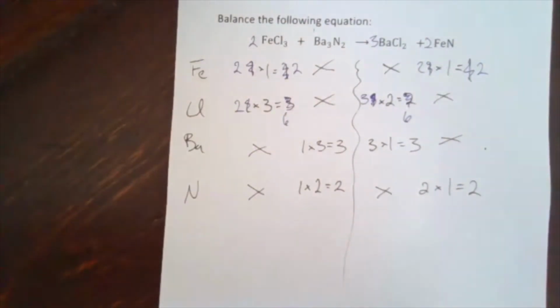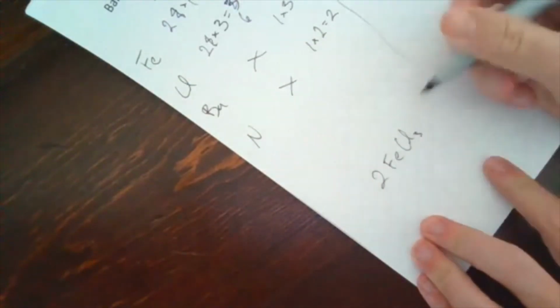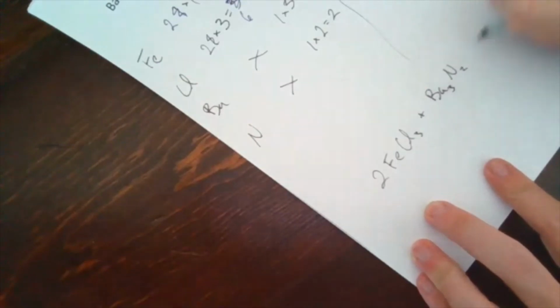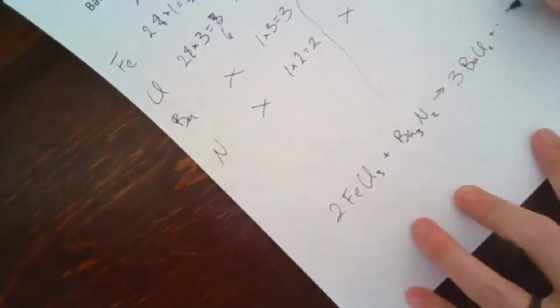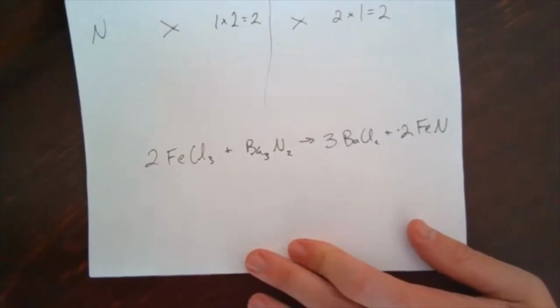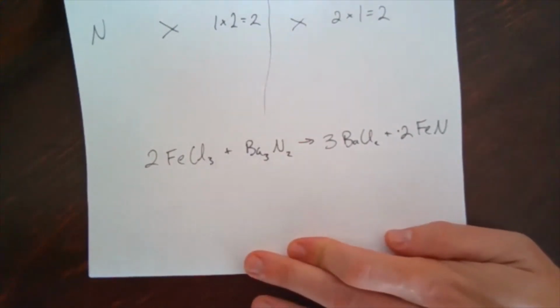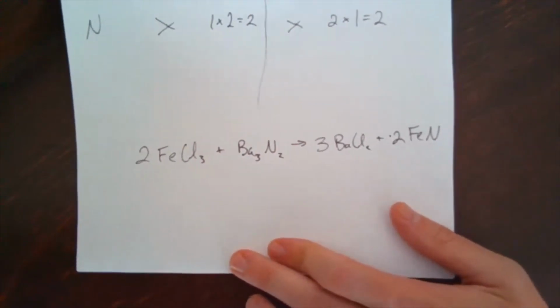So if we want to write out our total overall reaction, we have 2 FeCl3 plus Ba3N2 becomes 3 BaCl2 plus 2 FeN. No coefficient on the barium nitride, totally okay. You got coefficients on everything else. All 3 atom types are balanced.